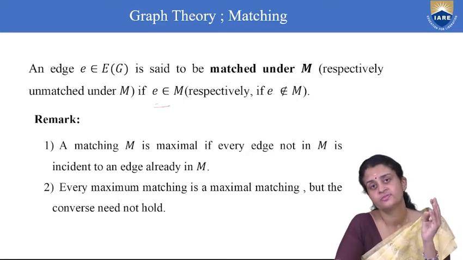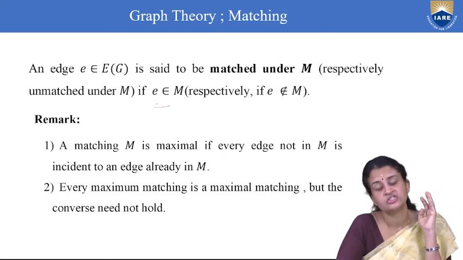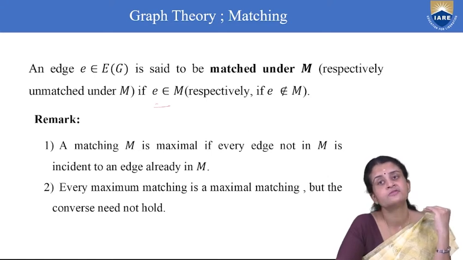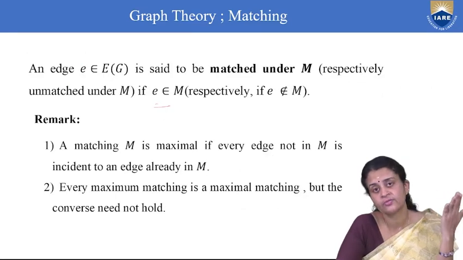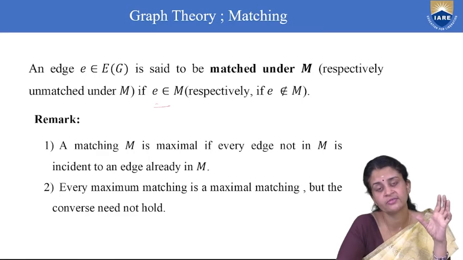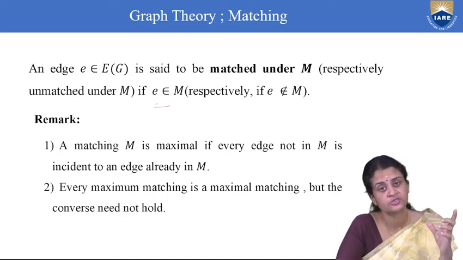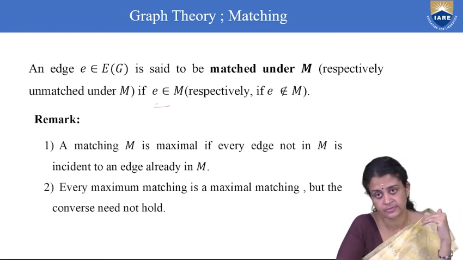That is, first we have seen what a matching is. A matching is a subset of edges which are non-adjacent. Then we have seen what a maximal matching is: we cannot add any more edges to it. So if we are given a matching M, it is said to be maximal if there exists no other matching M dash which contains this M. And a maximum matching is the largest maximal matching. That is, a maximal matching having the largest cardinality is said to be the maximum matching.